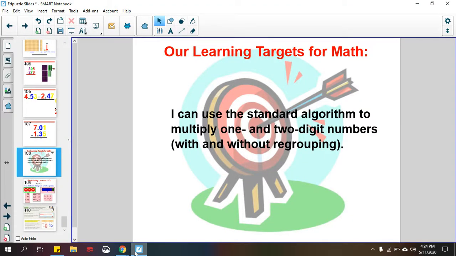Our learning target for tonight is: I can use the standard algorithm to multiply 1 and 2-digit numbers together with and without regrouping. That whole idea of regrouping is that sometimes you're going to have to carry over a new group or new groups that you've made. The standard algorithm part of the target means you're going to be stacking up the numbers and multiplying them together. That's the new strategy we're getting into now.